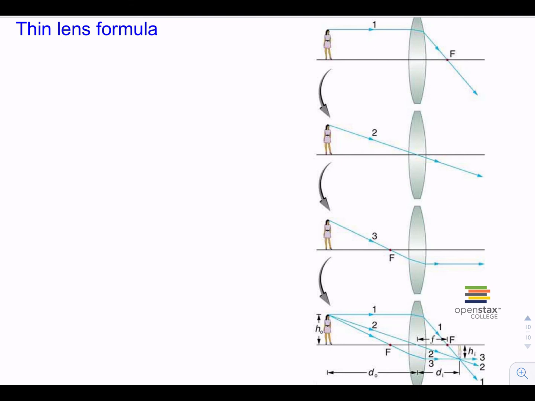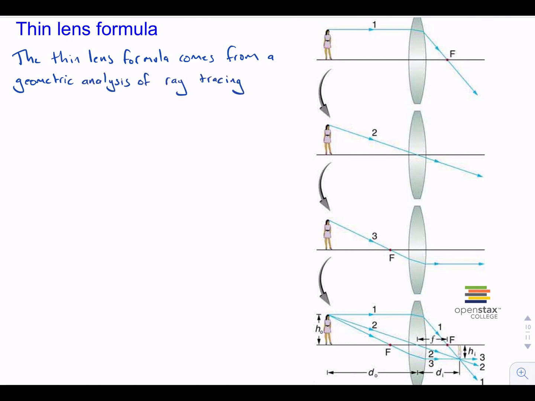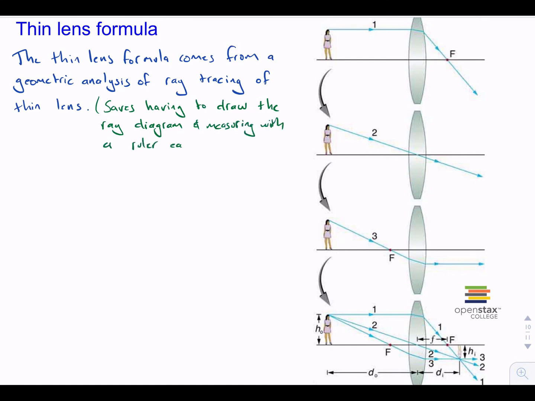Now, to save us having to draw ray diagrams all the time, we can have a formula that calculates some of these important distances for us. This is called the thin lens formula. The thin lens formula comes from a geometric analysis of ray tracing of the thin lens. This saves us having to draw the ray diagram and measuring each time with a ruler to find out something like the focal length of the lens or the distance from the object or something like that.